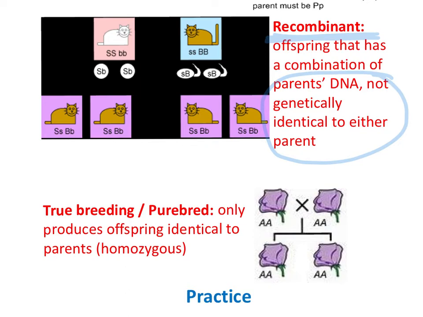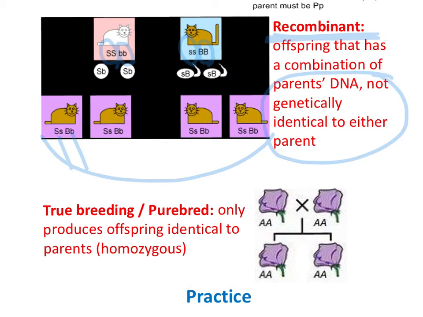These 4 offspring are actually all the same compared to each other, but none of them are identical to a parent. My offspring, they are heterozygous for S and heterozygous for B. My parents, neither one is heterozygous for S, and neither one is heterozygous for B. So I would call all of these offspring recombinants. They are all different than the parents.